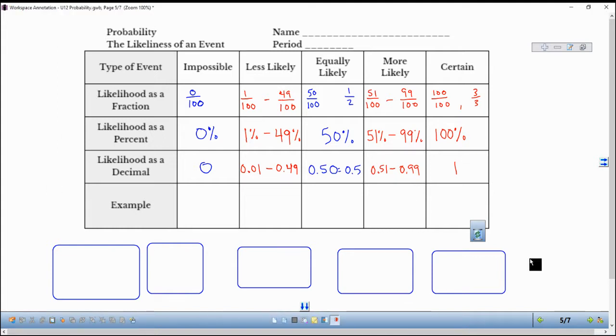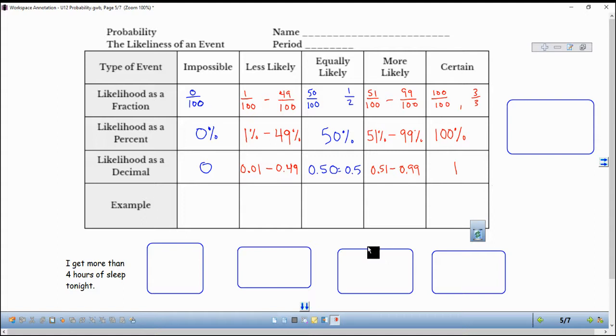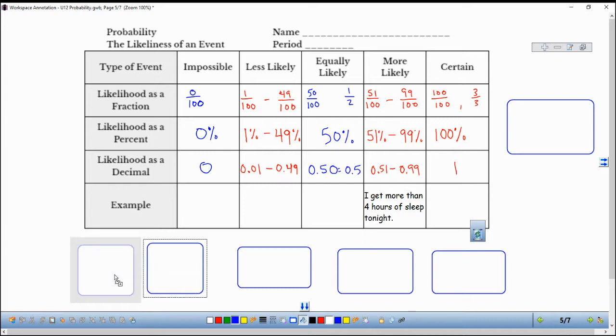All right, so let's take a look at some examples. I have 5 examples here. I'm going to show you one at a time, and we'll see where we put these. So here's the first example: I get more than 4 hours of sleep tonight. Now, that's not impossible. It's also not 100% certain. Typically people get more than 4 hours, but sometimes you never know. So I'm going to put that under more likely. It's more likely to happen than not. Not certain, but more likely to happen.